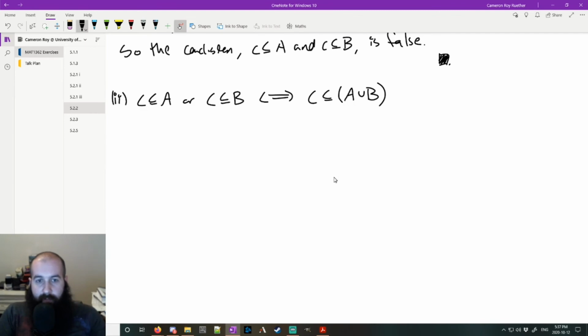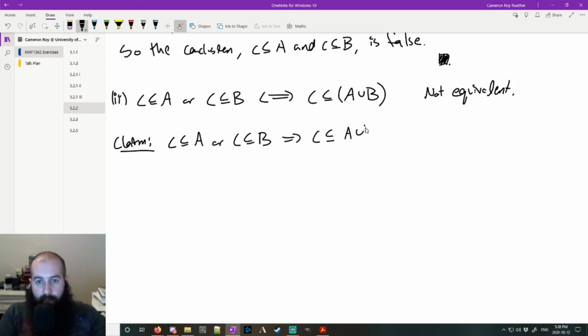Part 2 gives us a very similar looking bi-implication. However, the and has been replaced with an or. So now we're asked if C is a subset of A or if it's a subset of B. Is this equivalent to being a subset of the union? And this is not equivalent. The forward implication still holds. So claim C is a subset of A or C is a subset of B implies C is a subset of A union B. This is true. We can prove this.